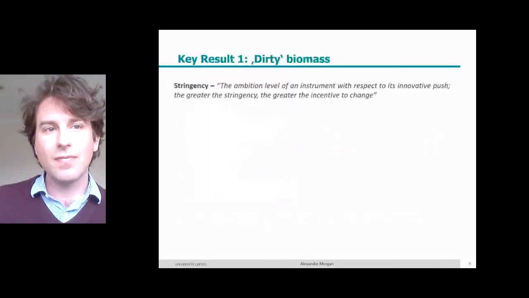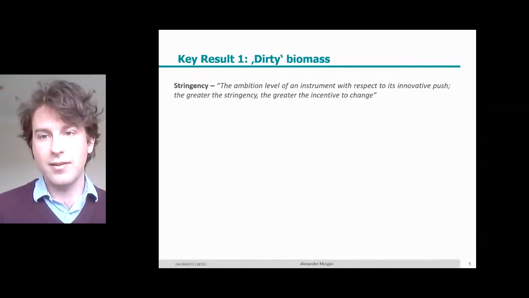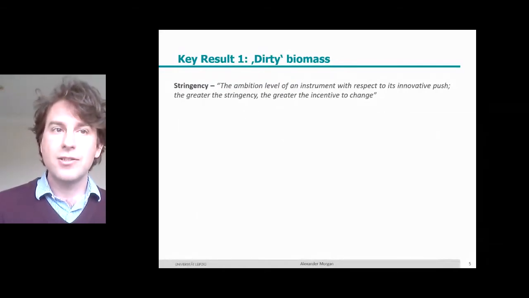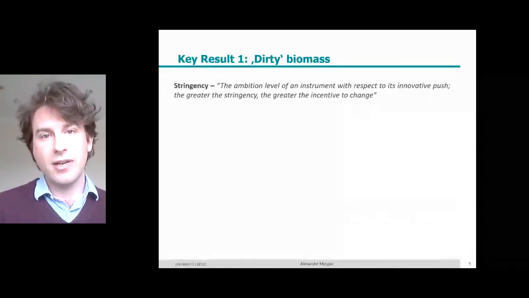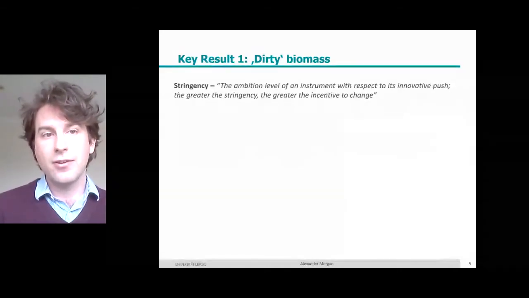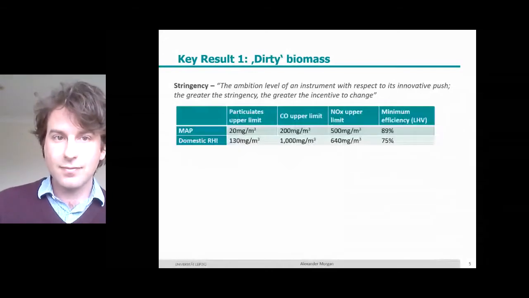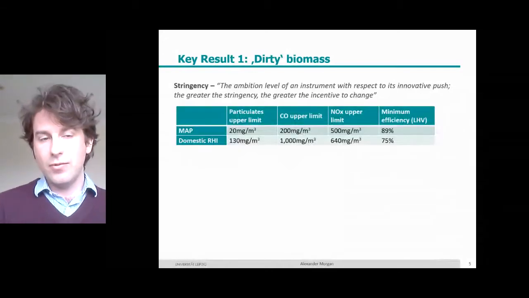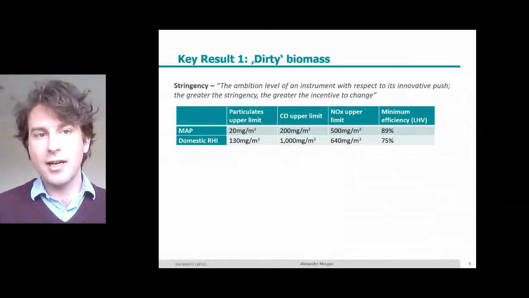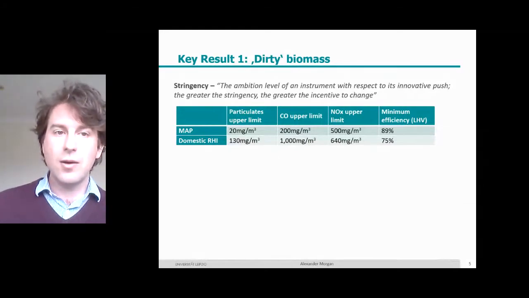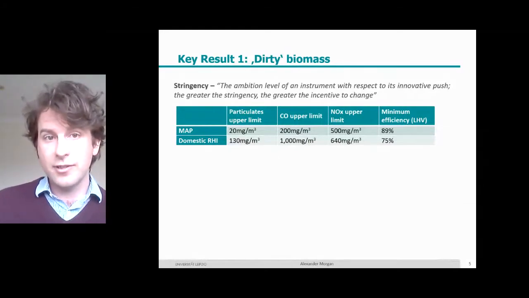Talk about findings briefly. So the first relates to the differences in stringency levels between the market incentive program and the domestic RHI. The stringency is defined here as the ambition level of an instrument with respect to its innovative push. The greater the stringency, the greater the incentive to change. And as you'll be able to see in this table here, the market incentive program is a more stringent instrument.